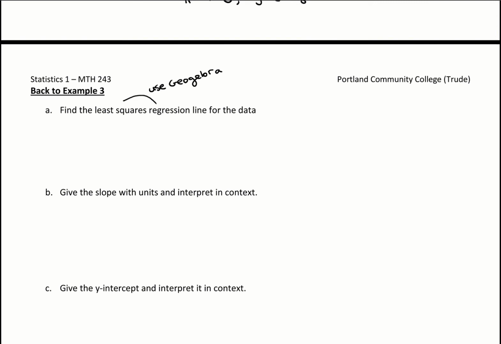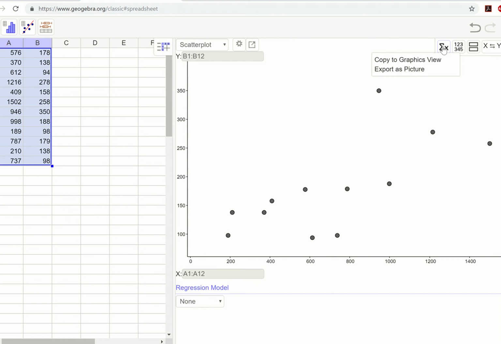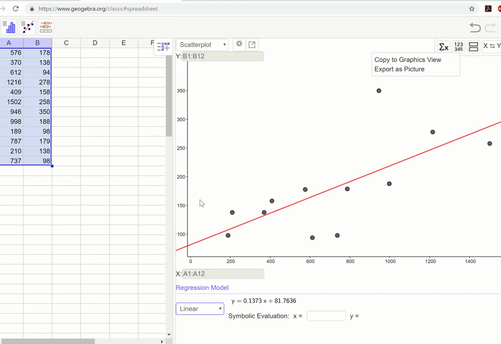So if we go to GeoGebra, we have our data in here. Say we already made our scatter plot. I'm just going to close down our statistics over there. Down at the bottom here, it says regression model. And right now it says regression model none. What you want to do is open up that drop-down menu and change it to linear.